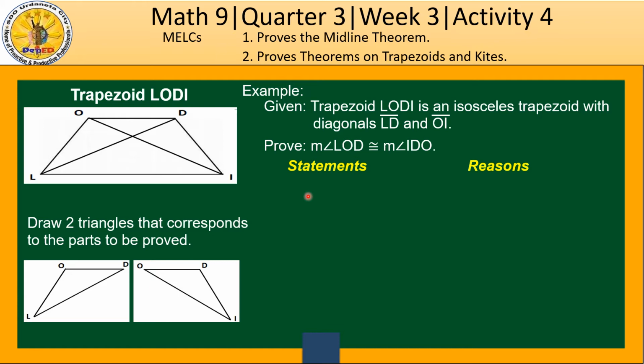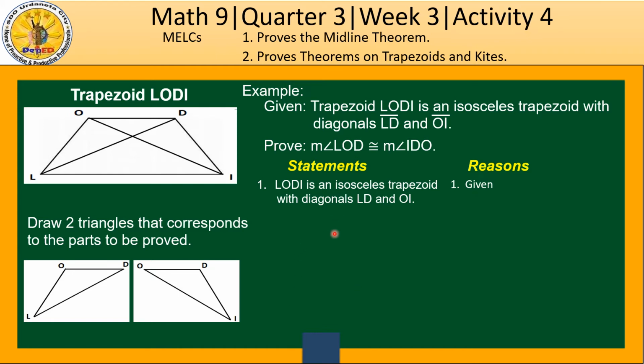From here, we will now make statements and reasons. First statement: LODI is an isosceles trapezoid with diagonals LD and OI. As you can observe, this is located in the given. Therefore, the reason is: given.